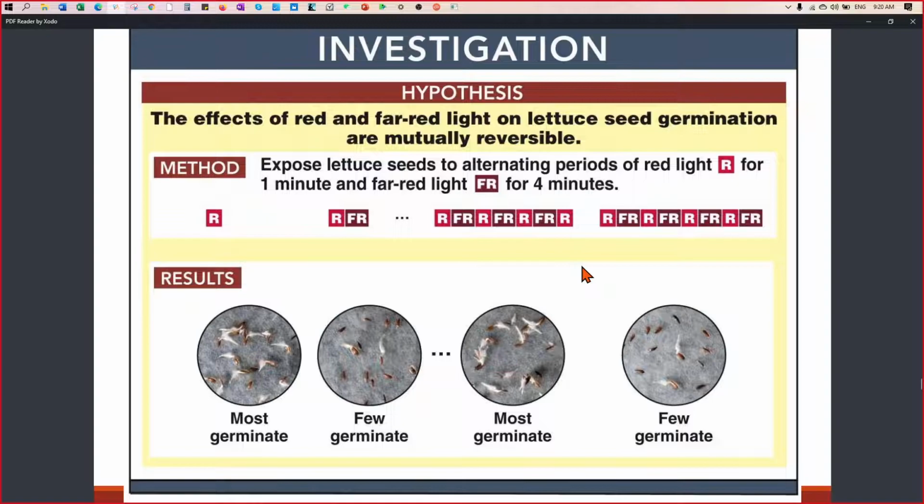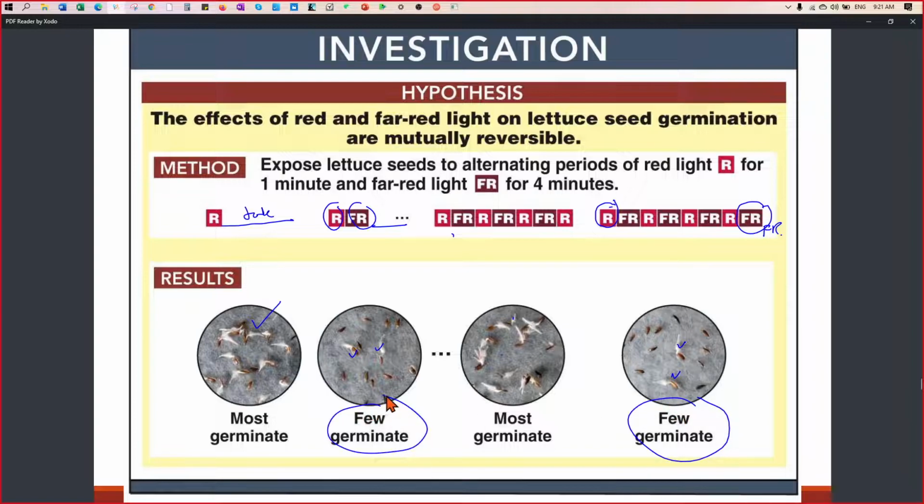Right, so this is the little experiment. When you have red light followed by darkness, most of your lettuce seeds are going to germinate. When you have red light, then far red light, and then darkness, you get some germination. If you use red, far red, you can get pretty much the same. But if you start with red light, and in between you play around with red and far red, but at the end you use far red, very few will germinate.